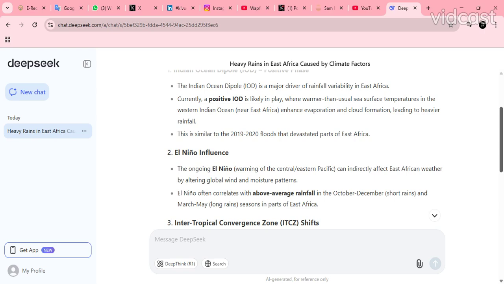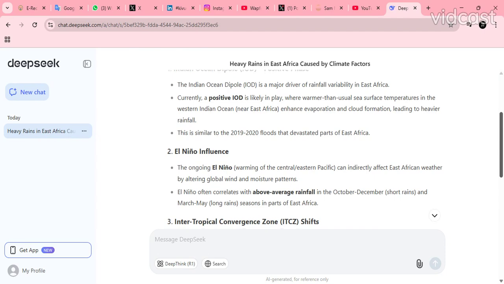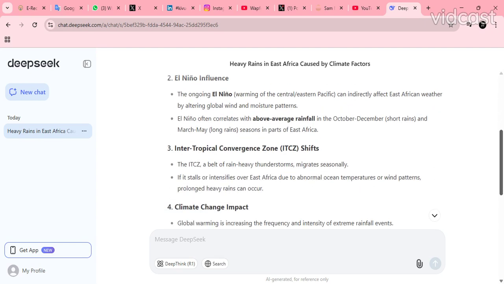There is also El Nino influence. You can ask yourself, what is El Nino? The ongoing warming of the Central Eastern Pacific is what we are calling El Nino, and this influence can directly or indirectly affect East African weather by altering global wind and moisture patterns. El Nino often correlates with above average rainfall in the October to December short rains, and March to May. Remember, we are in April.